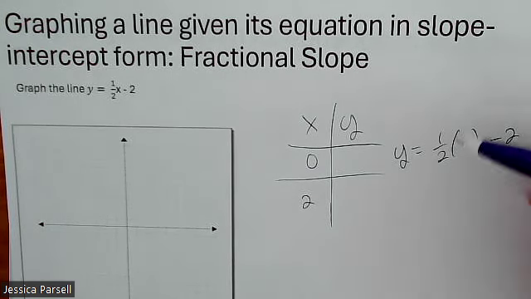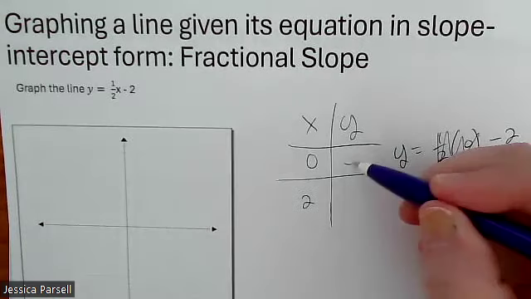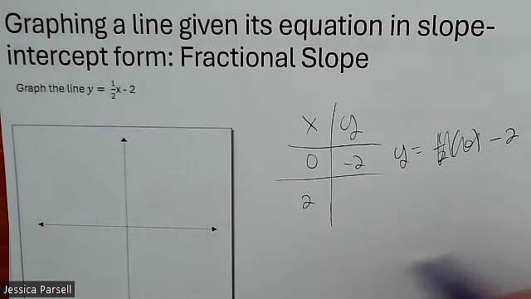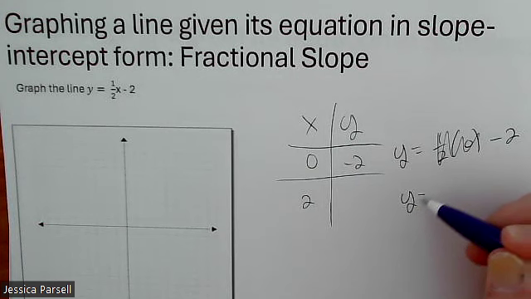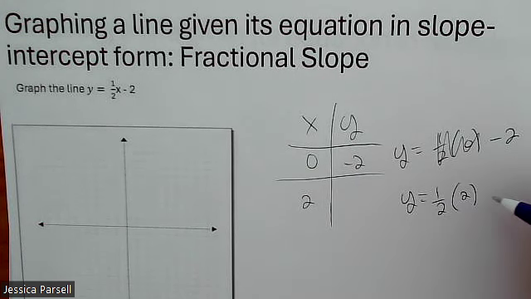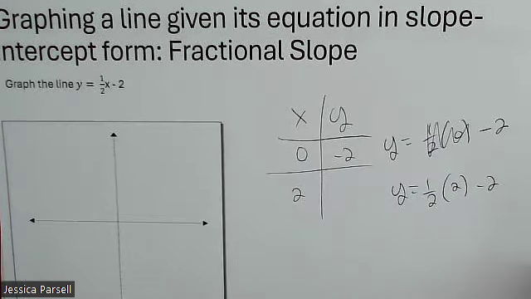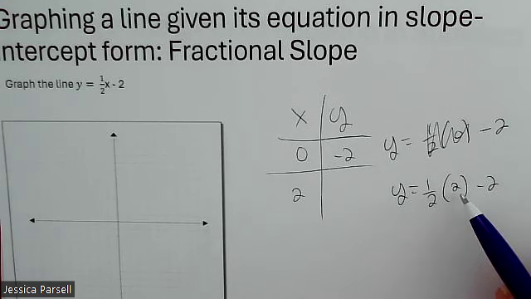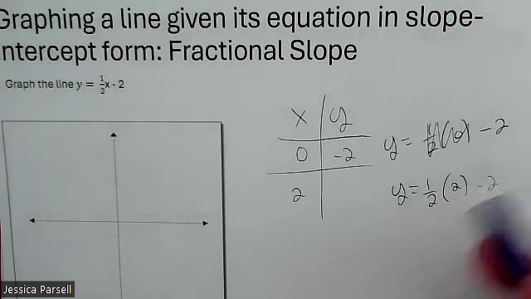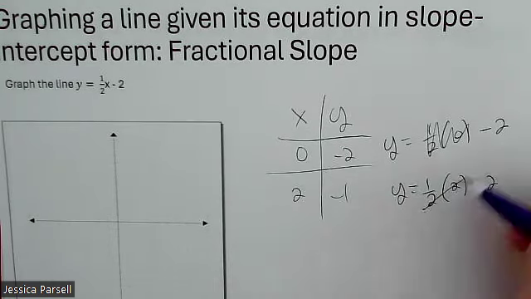Okay, a half times 0 is just 0, so y is equal to -2. That's the beautiful thing about zeros. Now let's put 2 in for x. So you can think about this a couple different ways. A half of 2 is 1, right? And 1 minus 2 is -1. You can cancel that out and do 1 minus 2 is -1.